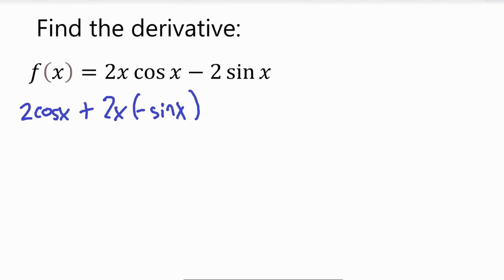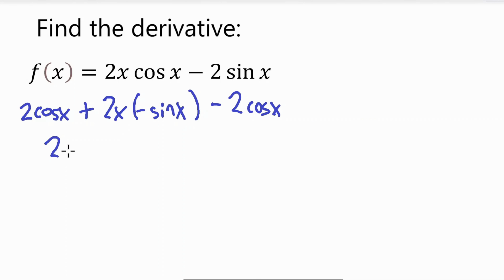And now let's simply find the derivative of negative 2 sine x. The derivative of sine x, sine prime of x, is equal to cosine x. Just simply, no negative involved, just cosine x. So this will be minus 2 cosine x. Alright, so now all we've got to do is simplify.